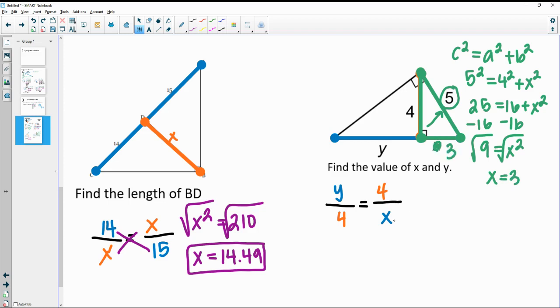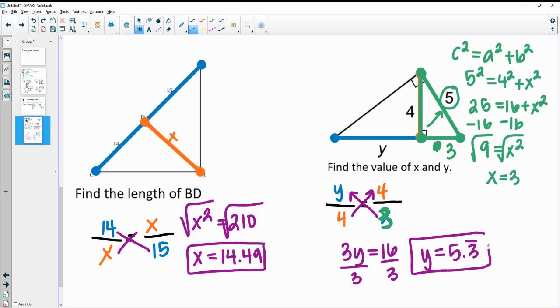So now we know that this value is 3, so we can plug it into our geometric mean proportion and solve. So now we can do 3 times y is 3y, and 4 times 4 is 16. So divide both sides by 3, and we end up with y equals 5.3 repeating. So we were able to solve for both x and y in that problem.